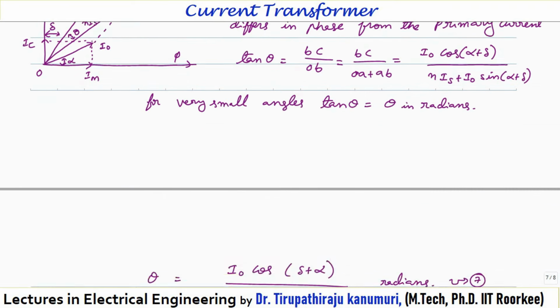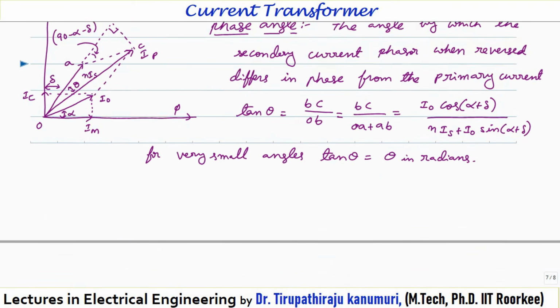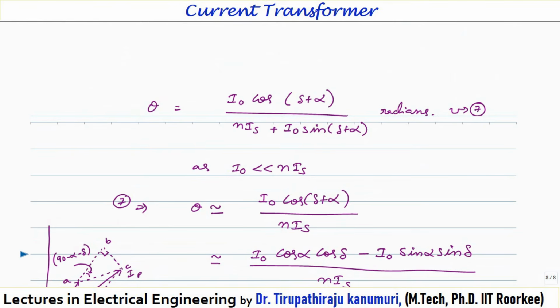So in place of tan theta, I can replace with theta in radians will be equal to I naught cos alpha plus delta divided by n times of Is plus I naught sin alpha plus delta. This is in radians. So in practice, the value of I naught is far less than n times of Is. So this denominator I can replace with n times of Is. Getting it? Then this becomes theta is approximately equal to I naught cos delta plus alpha divided by n times of Is.